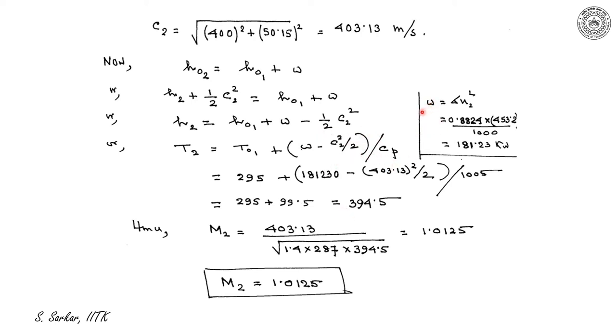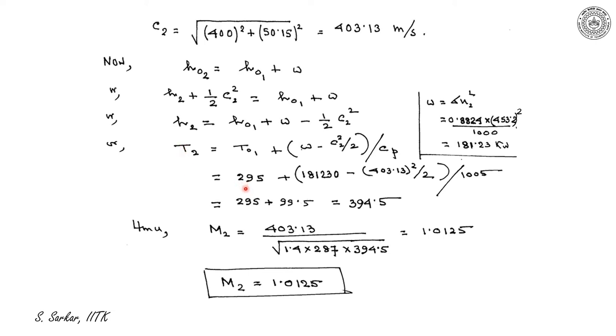Now let me evaluate small w, that is specific work input, equal to sigma into U2 square. I know the value of sigma. I know U2, that is equal to 453.2. So I have converted it to kilowatt, divided by 1000. So it will be 1,081.23 kilowatt. Note that there's some typing mistake, this will be square. Now after evaluating small w, you put all the values here.